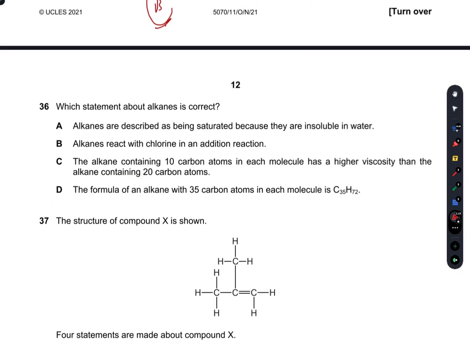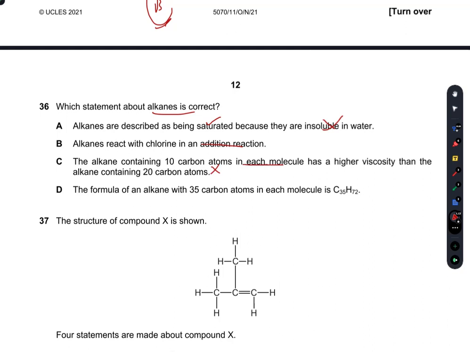Which statement about alkanes is correct? Alkanes are described as being saturated. Yes, they are, because they are insoluble in water. No, they are saturated because all of their bonds are single. Alkanes react with chlorine in an addition reaction. No, they react with chlorine in a replacement reaction, a substitution reaction. Alkanes containing 10 carbon atoms in each molecule have a higher viscosity than alkanes containing 20 carbon atoms. No, this is again against the principle of densities.